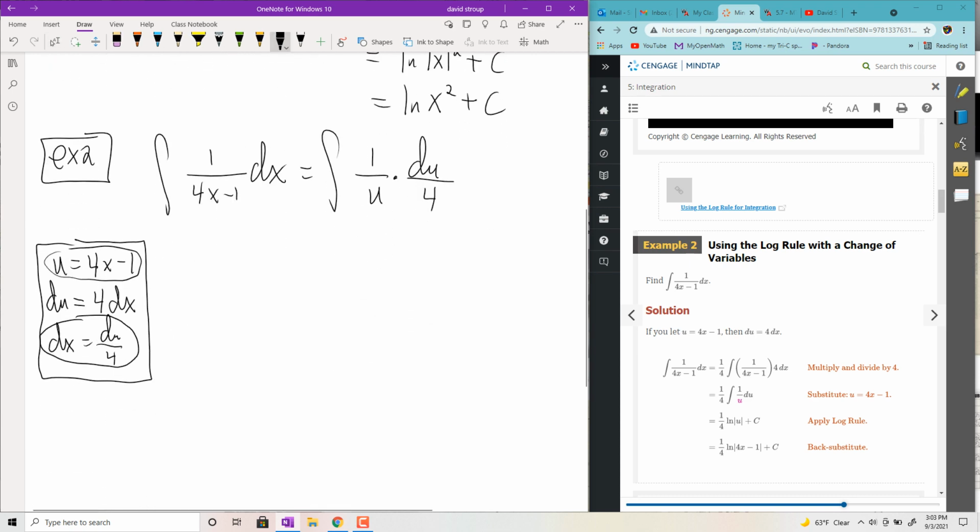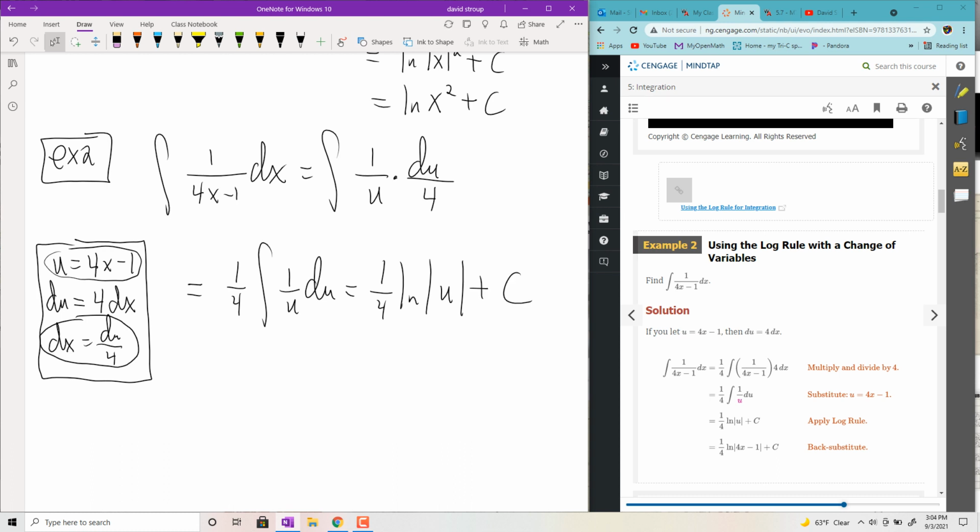So, yeah. Okay, so my next step, I'm going to factor out the constant part, the 1/4. So I get 1/4 here. Then I have the integral of 1 over u du, which is our natural log integral. So you get 1/4 ln absolute value of u plus c. And then I'm going to back sub.